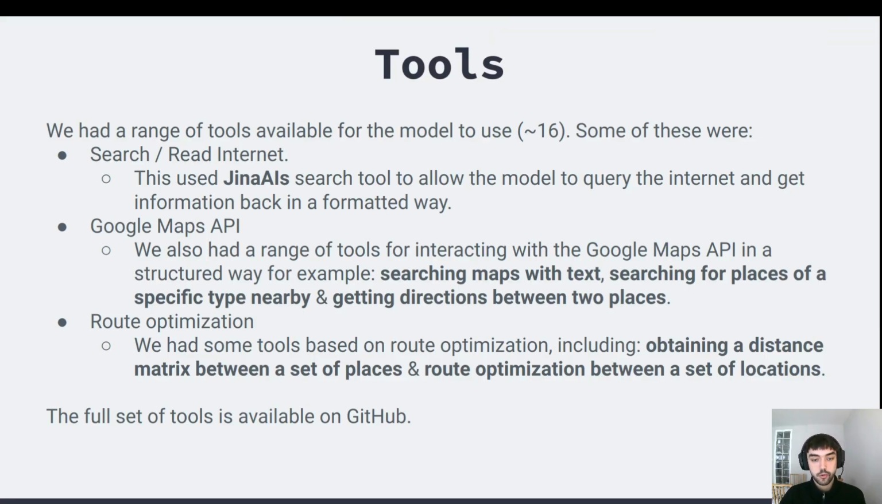So for example, searching maps with text or searching for places of a specific type nearby or getting directions between two places. And then we also had route optimization. So we had some tools based on that, including obtaining a distance matrix between a set of places, along with, of course, then route optimization between those locations. The full set of tools is available on GitHub, so if you're interested, I recommend checking that out.